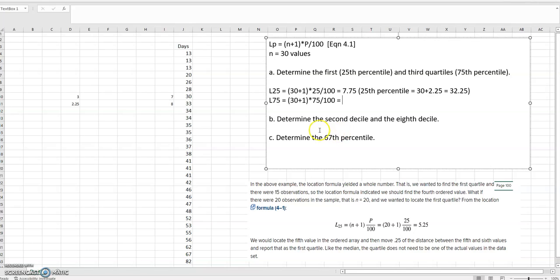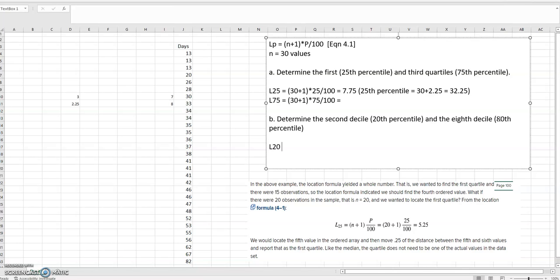Let's do one in part B. I think that would be helpful because deciles are a little bit different, but these are counting by tens. The second decile is the 20th percentile, and the eighth decile would be the 80th percentile. So let me do the 20th percentile.